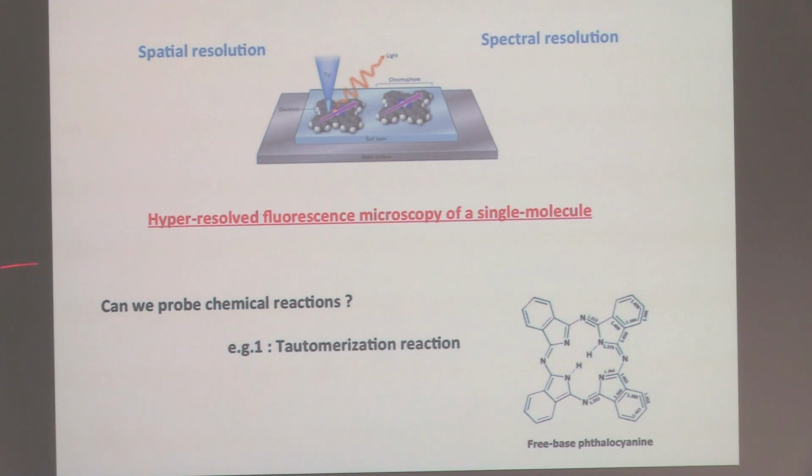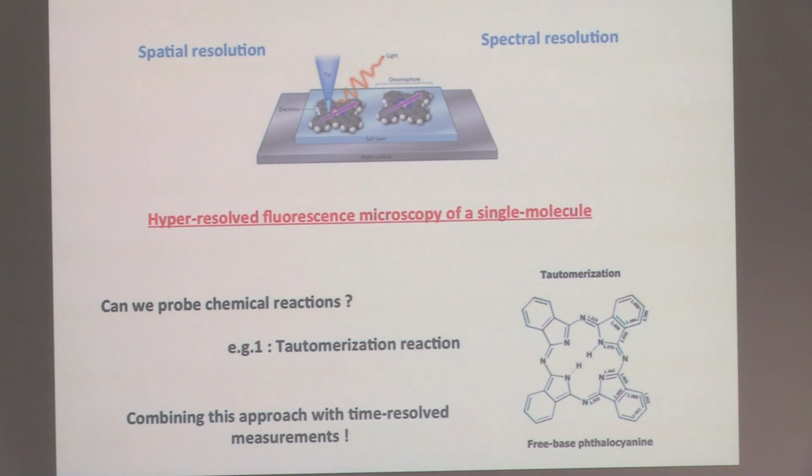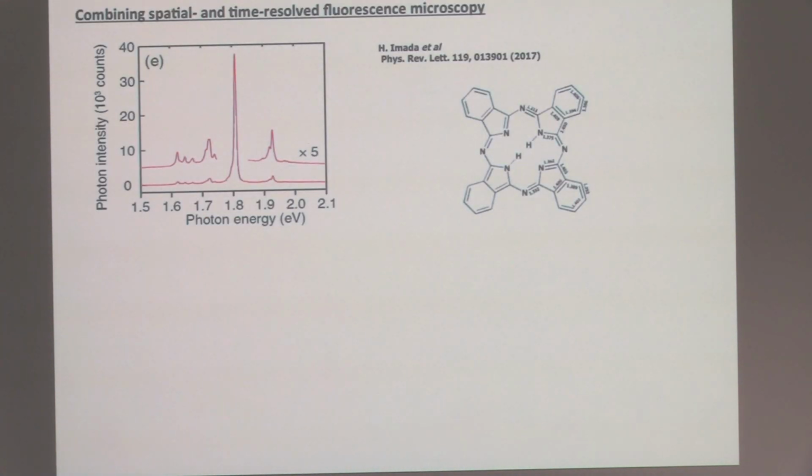What I will show you is that we can probe different types of chemical reactions there, starting with what I will call a tautomerization reaction. I hope there is no chemist here because they don't like it to be called a chemical reaction. But whatever, the idea is that we can probe what happens, for example, in this free-base phthalocyanine, with hydrogens that move from one side to the other. And you will see that we will also understand a bit more about this resolution that we have here. Okay. So these are the results from the Japanese group on this same molecule.